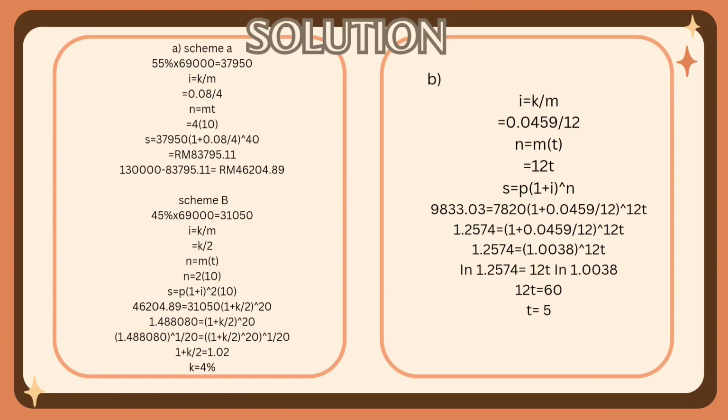So for question 2B, I equal to 0.0459 over 12, N equals to 12T. So 9,833.03 equal to 7,820 bracket 1 plus 0.0459 over 12 power of 12T. So we get 1.2578 equal to bracket 1.0038 power of 12T. So we use the log rule. So we get T equal to 5.